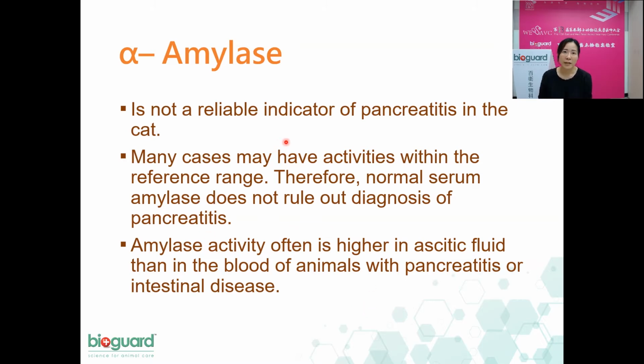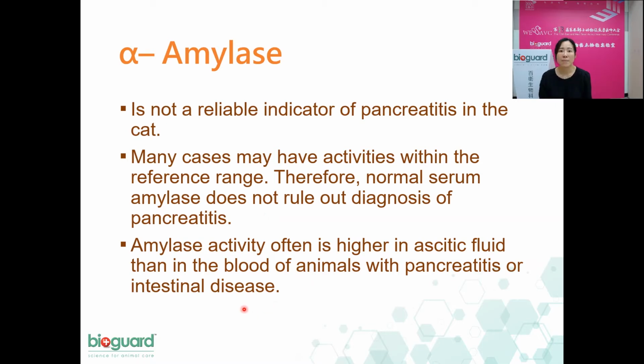So basically, if we only count on alpha amylase, it's not a reliable indicator of pancreatitis in dogs and also in cats, because we have found from previous publications that many cats with pancreatitis possessed normal serum amylase. So normal serum amylase does not help us to rule out the diagnosis of feline pancreatitis.